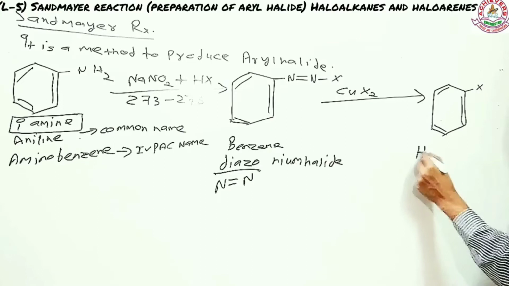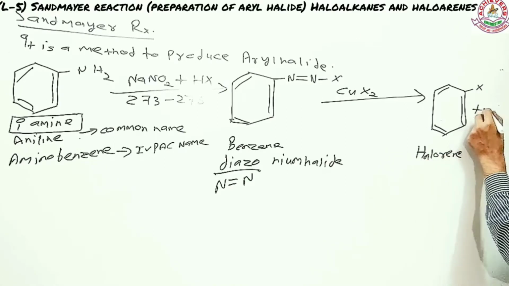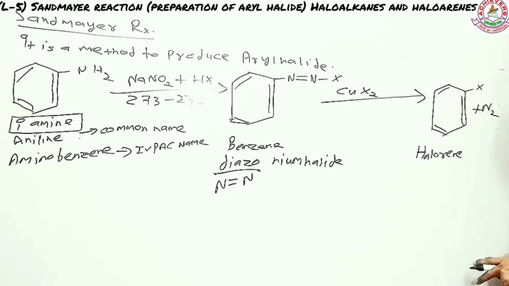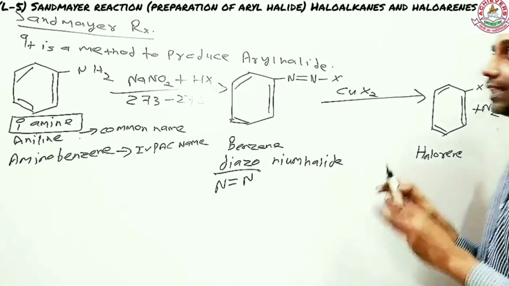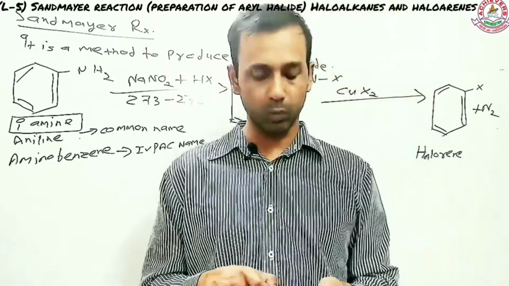haloarene. So this is your haloarene. But along with this product, nitrogen is also produced as a byproduct. So this might be a very short reaction, but this is also very, very important. Let me repeat back the whole thing.